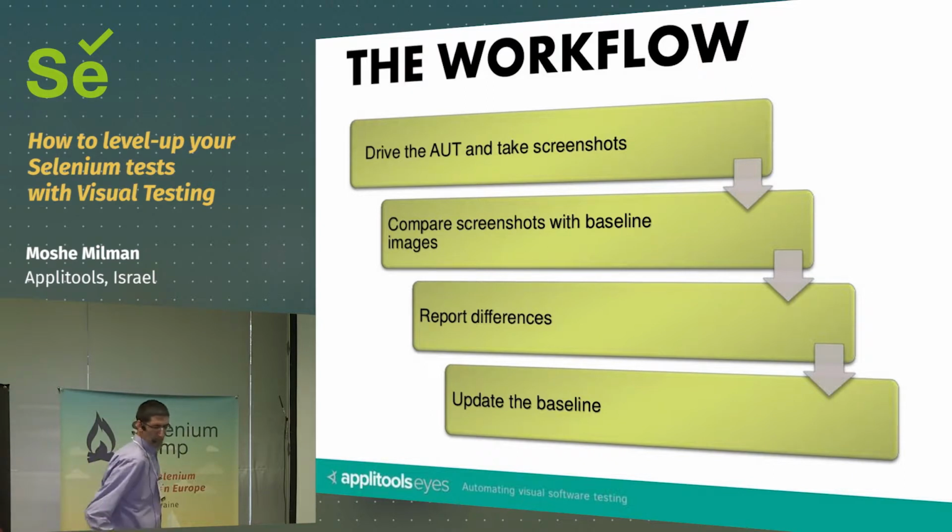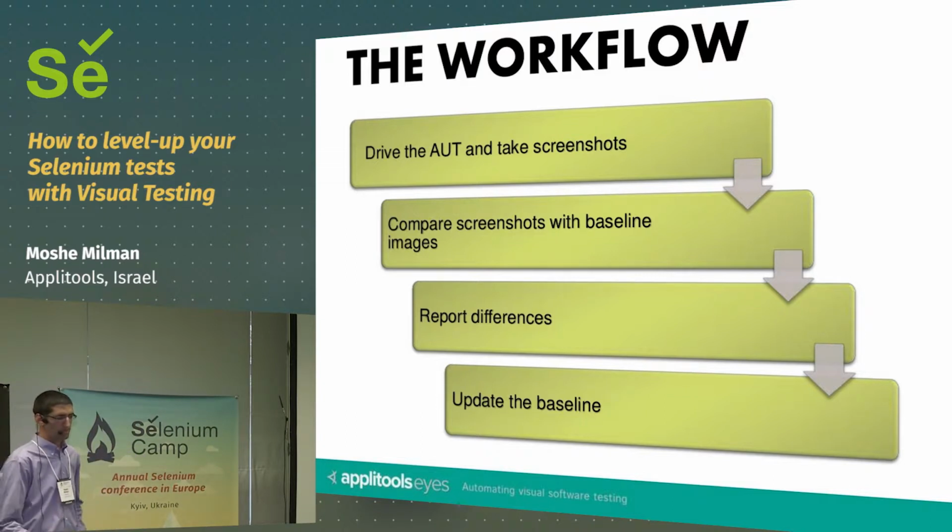So what's the workflow to do visual testing? All the tools that I showed in the previous slide are based on the same flow, the same structure of actions to build a visual test. The first one is to drive the application under test and take screenshots. Just move from one page to another and take screenshots of all the pages of your application, so you get a coverage of your entire application. The second step is to compare the screenshots with a baseline image. The baseline image can come from a previous version of the application or from another environment.